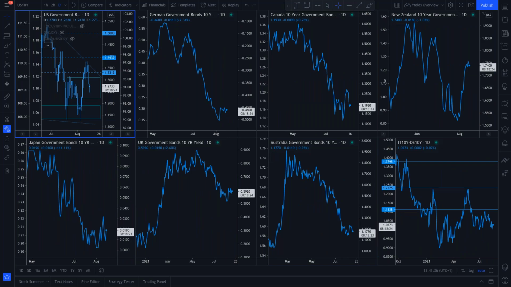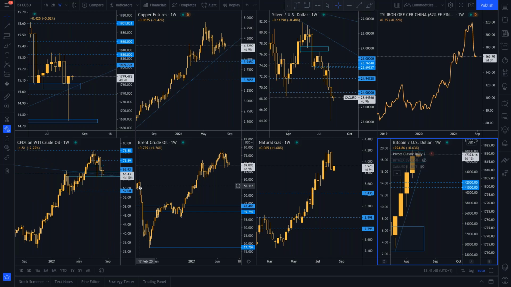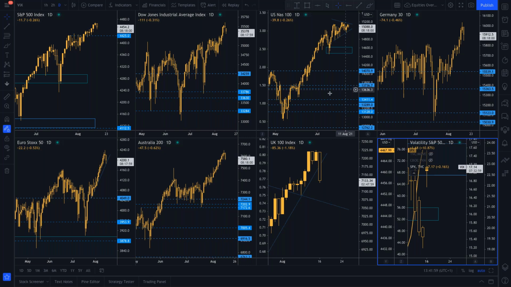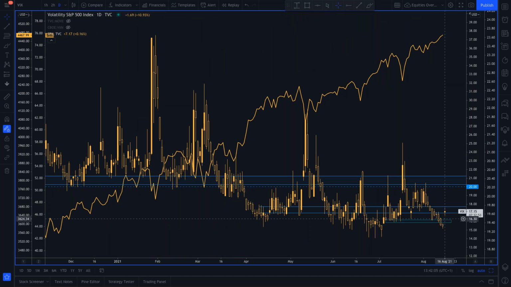If we look at bonds, we can see that bond yields are moving lower, which is what you'd expect in a risk off market. See that commodities pressured to the downside, the crude complex moving lower, copper moving lower, gold and silver a little bit higher, and that's on the dollar narrative, which we will cover later on. We can see that the global indices are pushing lower. VIX, the volatility index, is pushing higher.